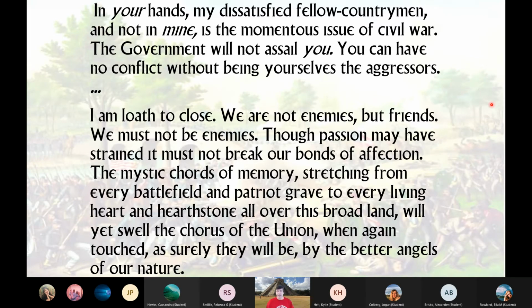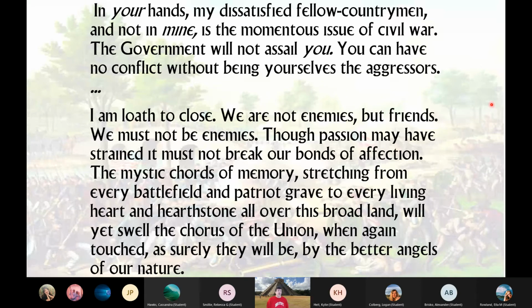And he laid out, "In your hands, my dissatisfied countrymen, and not in mine, is the momentous issue of civil war. The government will not assail you. You can have no conflict without yourself being the aggressors." So it makes it very clear the South will start this civil war. It is you who is starting it, not the North, the South. He needed the South to be the aggressors.